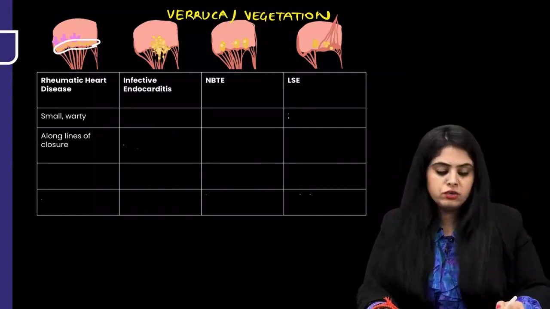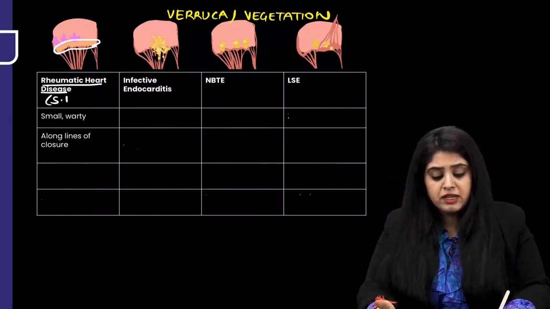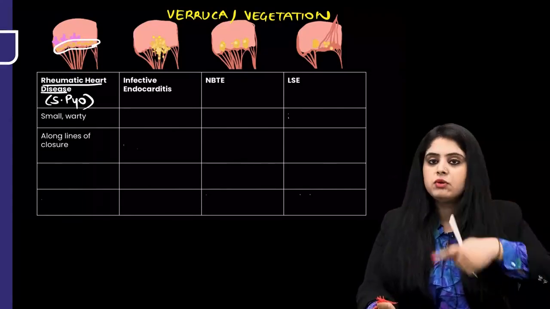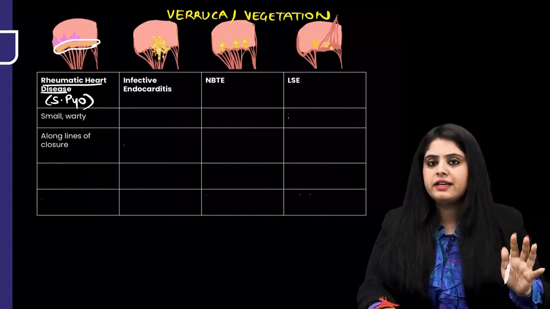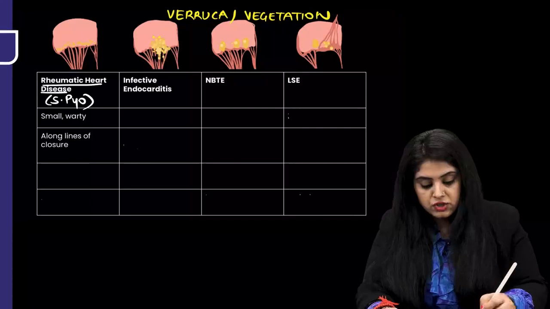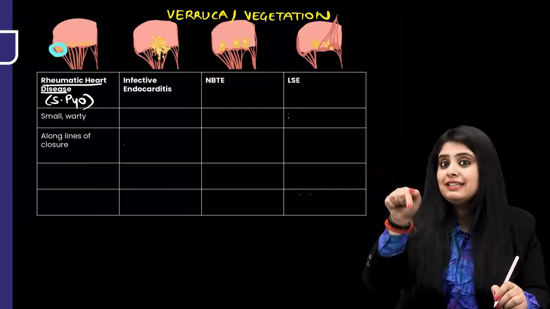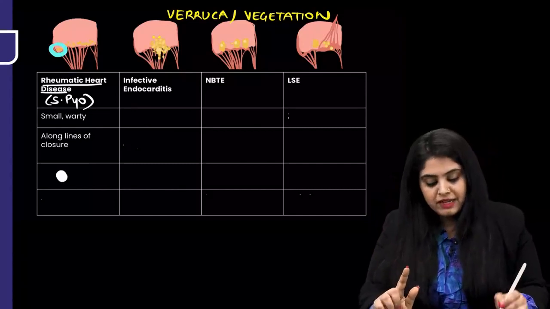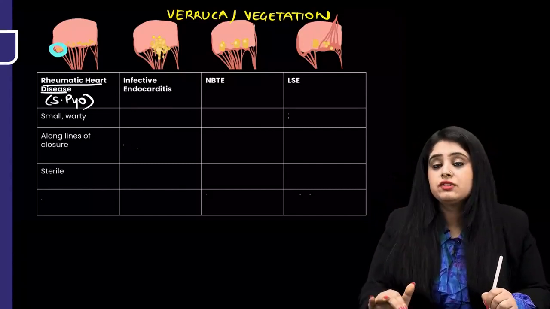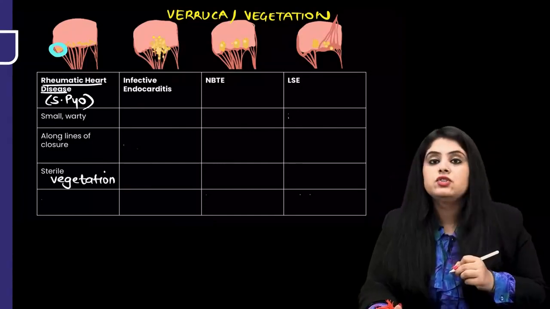Is this an infection? You'll say, of course, ma'am, rheumatic heart disease is an infection, Streptococcus pyogenes. But is Streptococcus pyogenes in the blood, in the body? Yes. But is Streptococcus pyogenes inside this vegetation? If I pick up one bit of this vegetation, is Streptococcus sitting inside it? No. That is why I say it is a sterile vegetation. Sterile means the vegetation does not have the bacteria sitting in it.